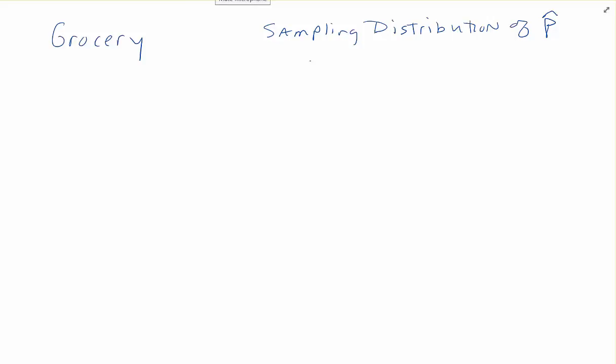Okay, we're looking at an example of a sampling distribution of sample percentages. The Grocery Manufacturers of America reported that 76% of consumers read the ingredients listed on a product's label. Assume the population proportion is P equal 0.76, and a simple random sample of 400 consumers is selected from the population. What is the probability that the sample proportion will be within 0.03 of the population proportion?